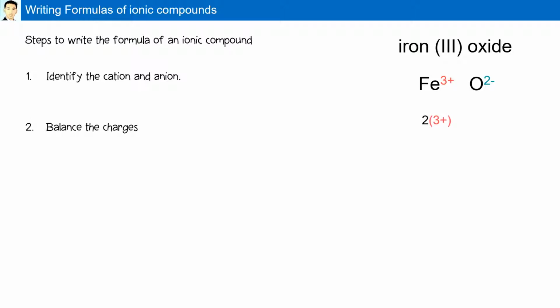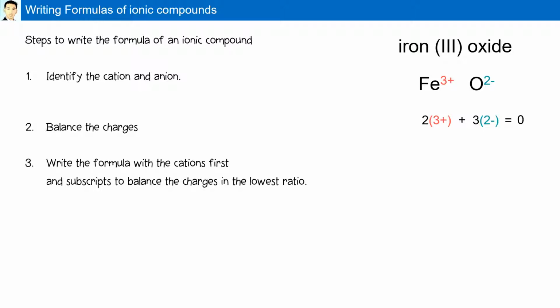We have 3 iron and we have 2 oxygen. When added together, they must produce a net charge of 0. 2 iron plus 3 oxygen will cancel out. Next, we write the formulas with the cations first and the subscripts to balance the charges in their lowest ratios. Here we have 2 iron and 3 oxygen, Fe2O3.